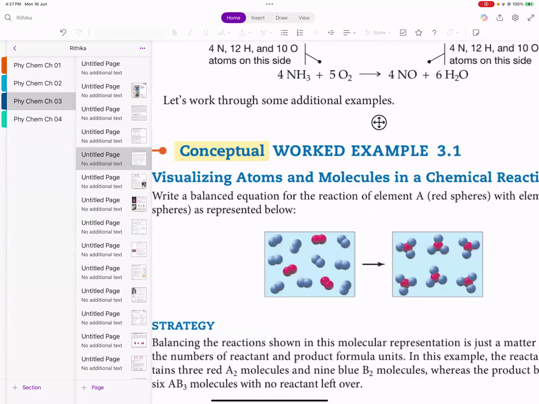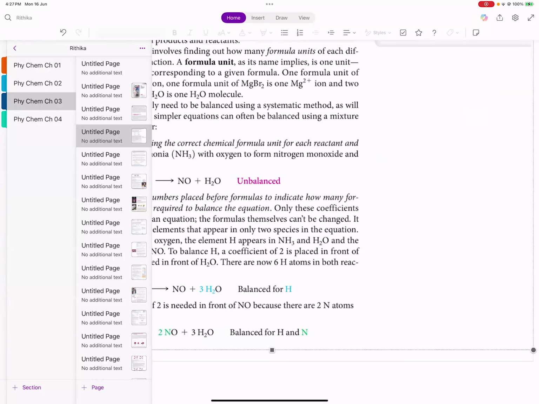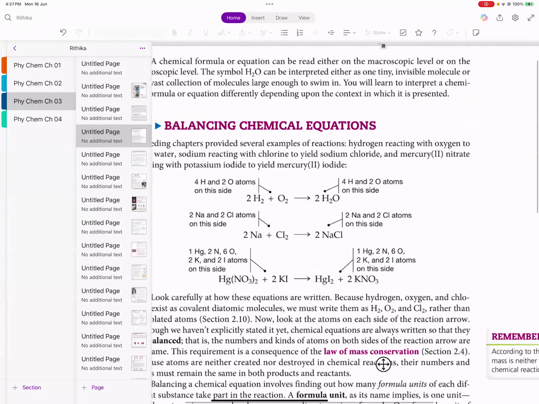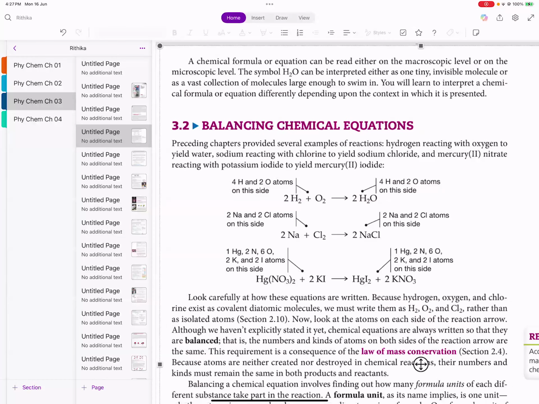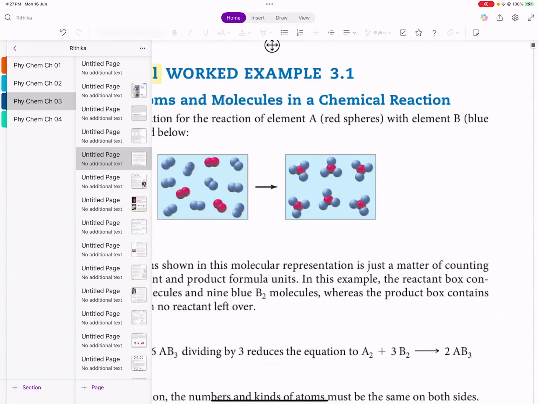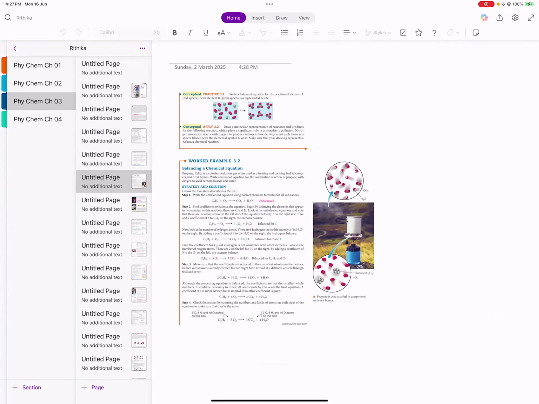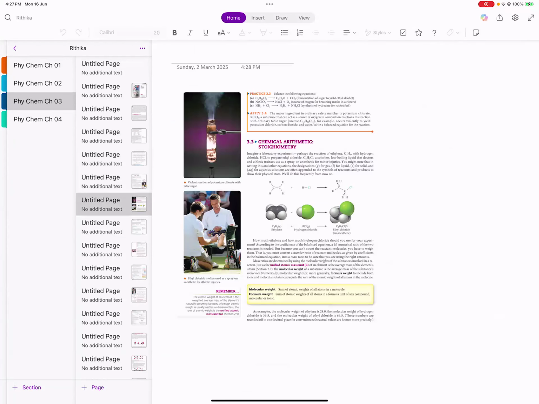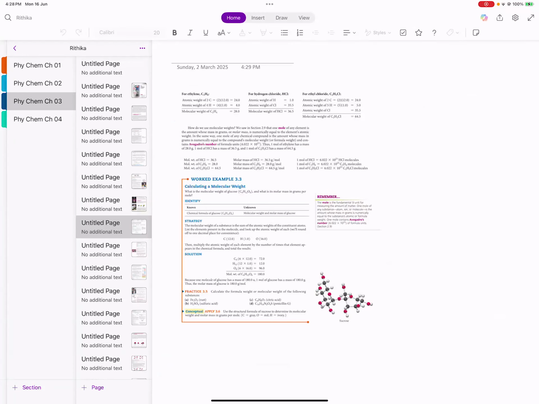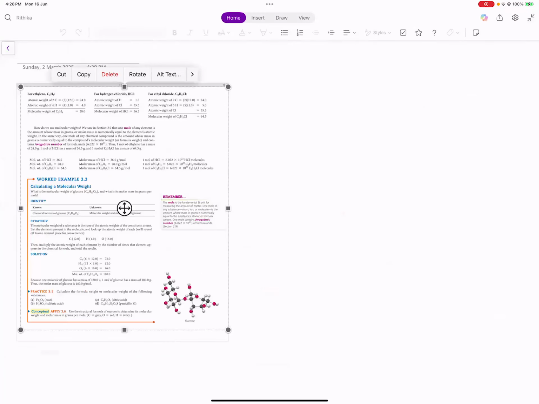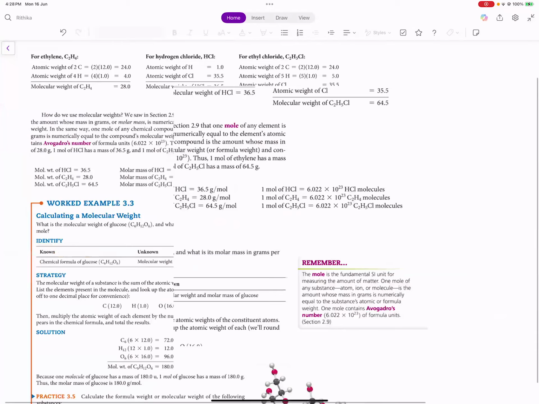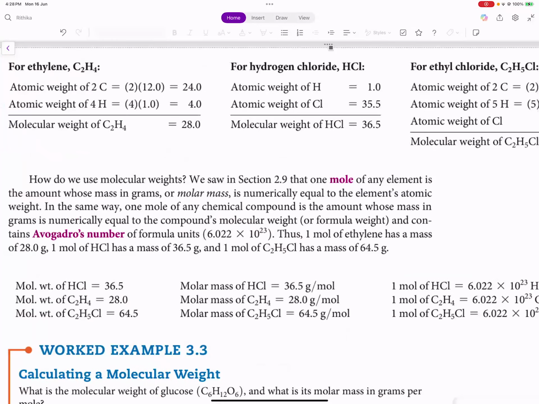Anyways, so we start with those atoms initially to balance which appear only once in reactant and product. That makes it easy. And you'll see that they have given how to balance a chemical equation, and also how we will calculate the molar masses. For example, C2H4, 2 carbons, and they have added and everything.